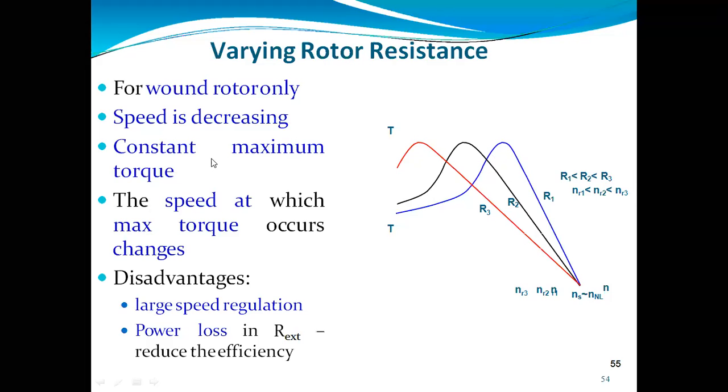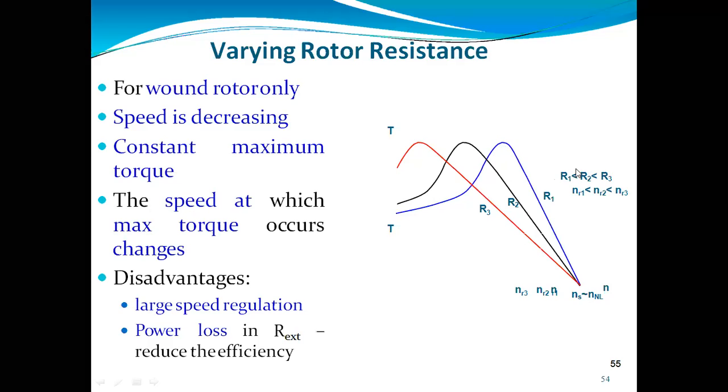And here you will get a torque value that will be constant, because by regulating the value of rotor resistance and by regulating the value of speed, we can regulate the value of torque. So we can say here the speed at which we will get the maximum torque. You will get maximum torque here. So we can say there will be changes in speed. So we can change the speed by changing the value of rotor resistance.